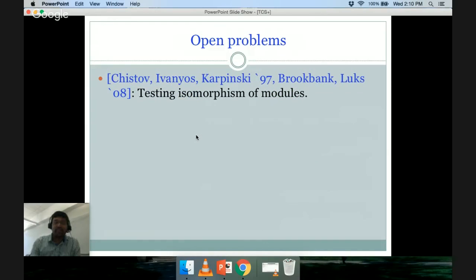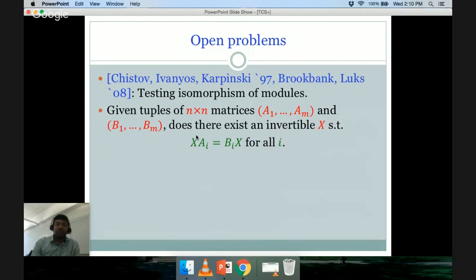So another very interesting example is testing isomorphism of modules. So this is really a fancy name for this simple problem. Given tuples of n by n matrices A1 to AM and B1 to BM, does there exist an invertible matrix X such that XAi equals BiX for all i? Okay, so they're just saying that if you can change the basis in some way and convert Ai to Bi simultaneously. And in fact, Chistov, Ivanyos, and Karpinski gave deterministic polynomial time algorithms for this problem.